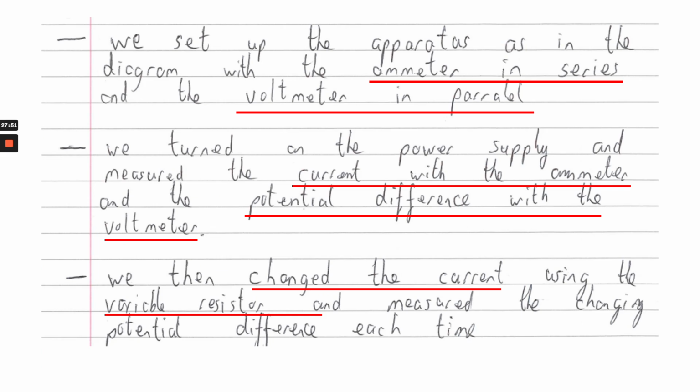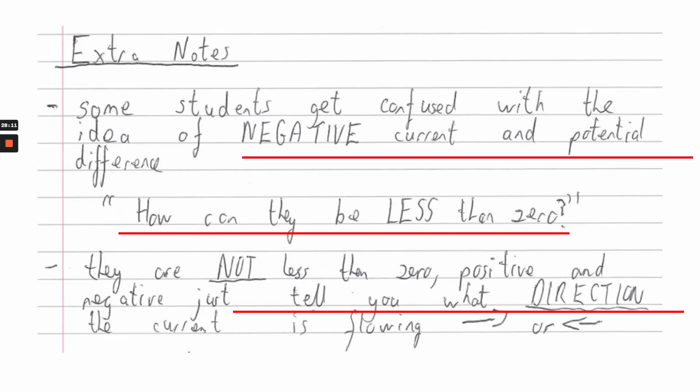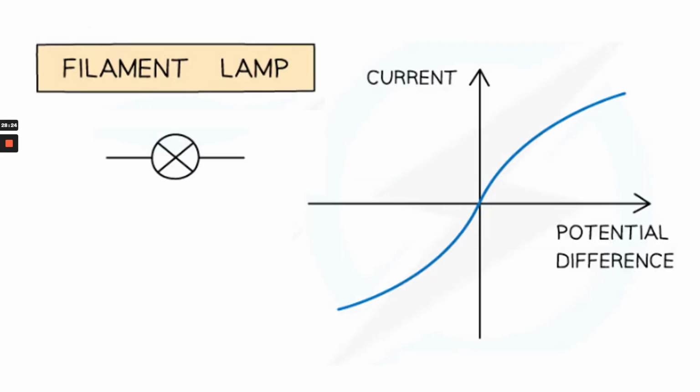Okay, but the key is at the bottom: we then change the current using the variable resistor, and then you measure the changing current and potential difference each time. You can then change the direction of the current to get the negative values by swapping around the wires at the battery, and you do the same thing, and then you'll just get these IV characteristics. Again, I explained the negative current and potential values: how can they be less than 0? They're not, they're just going in a different direction, the backwards direction, giving you this shape graph.